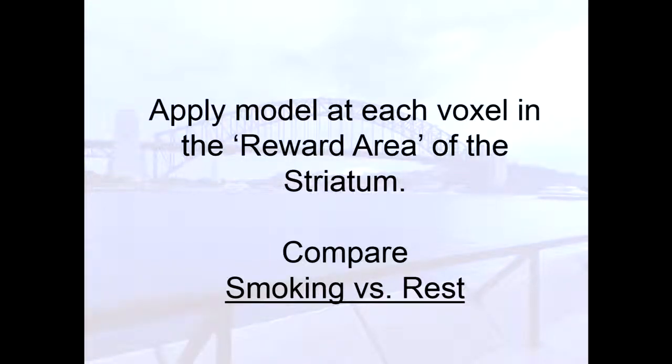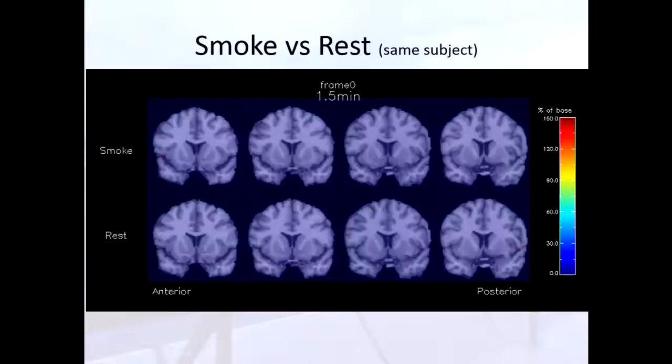Okay, so let's see, how does this model perform on people? We're going to look just in the reward area of the brain, voxel by voxel, and first we're going to look at the same person who came in twice, once to smoke and once where they just lay in the scanner and didn't do anything. Because I have this curve over time, I have 4D data, which I can now display to you as a movie. If it runs. So watch closely. Did you see that? It went by kind of quickly.